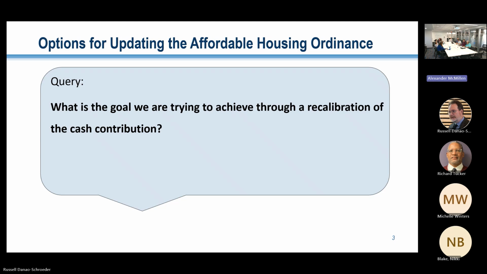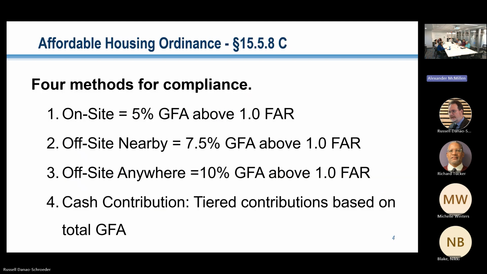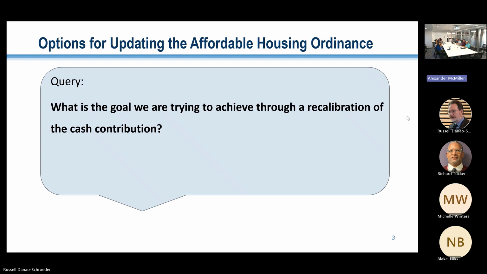So first, we have our query, which was raised at our smaller group meeting, but first point, namely, what is the goal we're trying to achieve through calibration of the cash contribution? We had some discussion mainly about the potential offsets and dimensions that we should consider for making sure that the ordinance change did not indirectly impact different areas of the housing market in adverse ways.